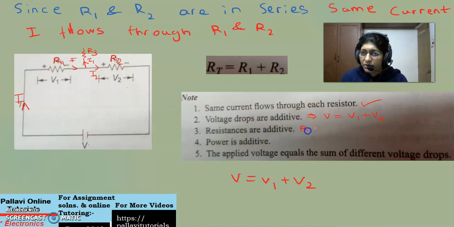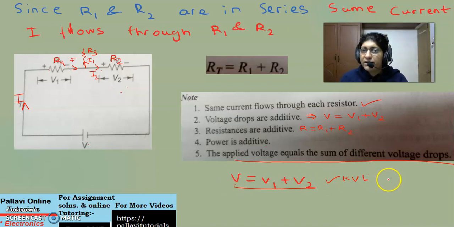Resistances are additive. That is, here we can see that the equivalent resistance for series resistors is R equal to R1 plus R2. Power is additive, that is, the I squared R power across them can be added. Now the applied voltage equals the sum of the voltage drops. This is as per KVL, Kirchhoff's voltage law.